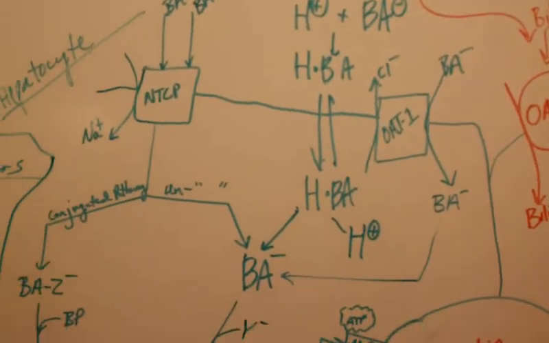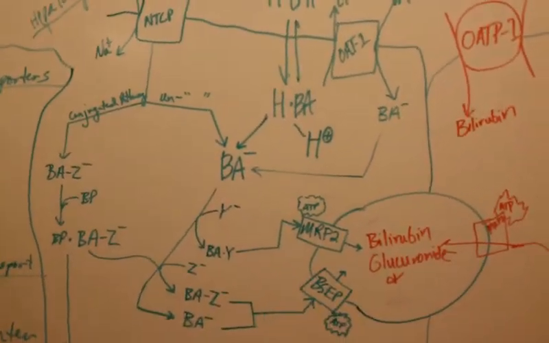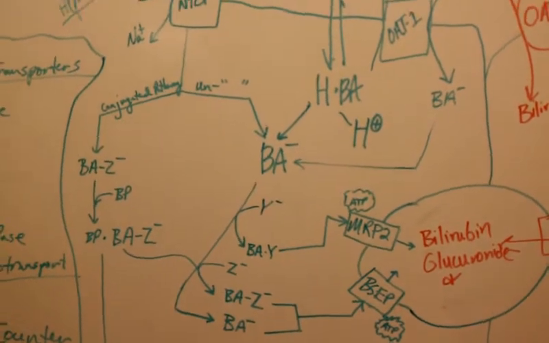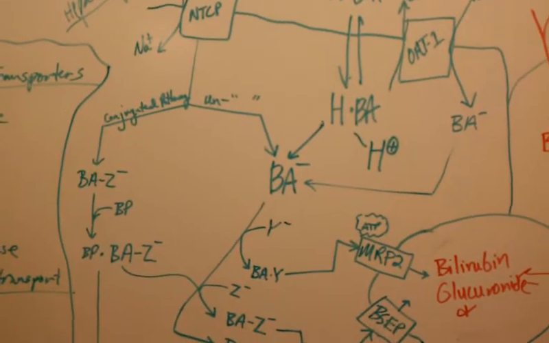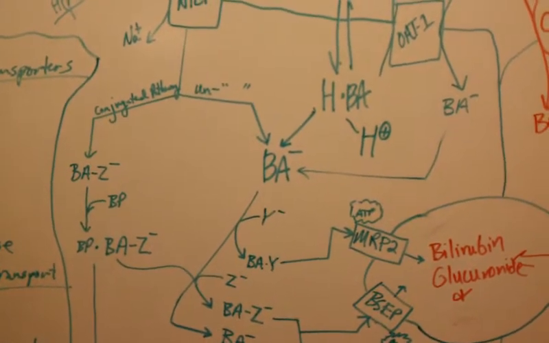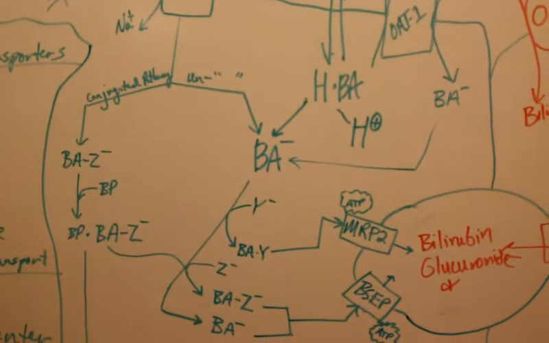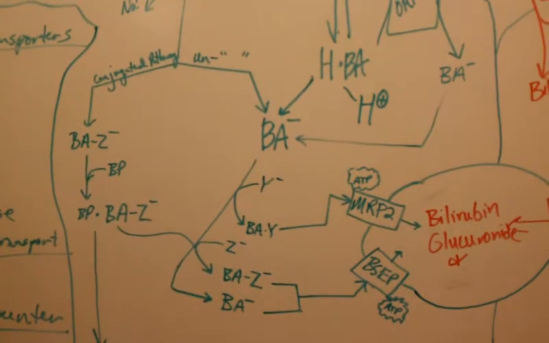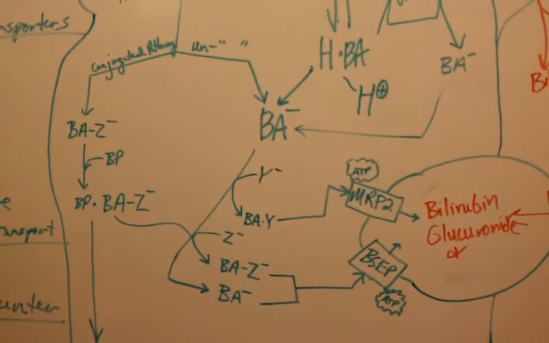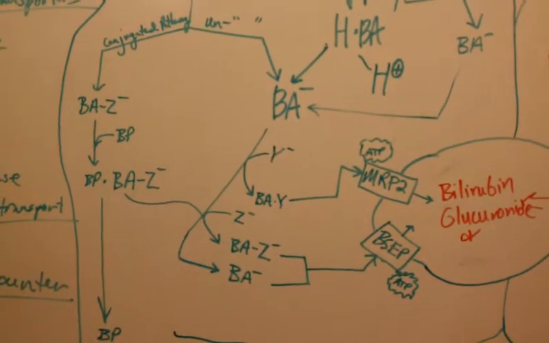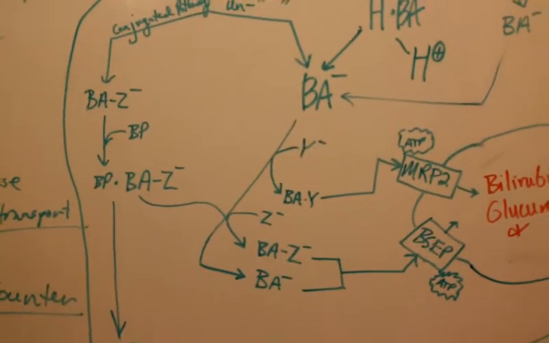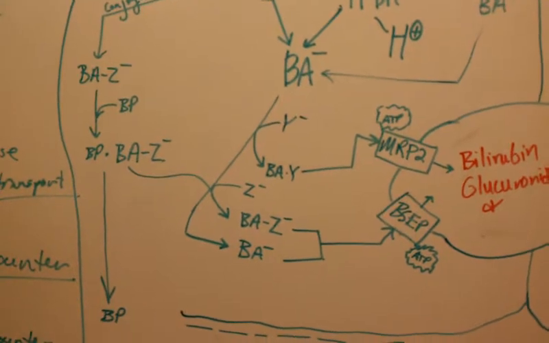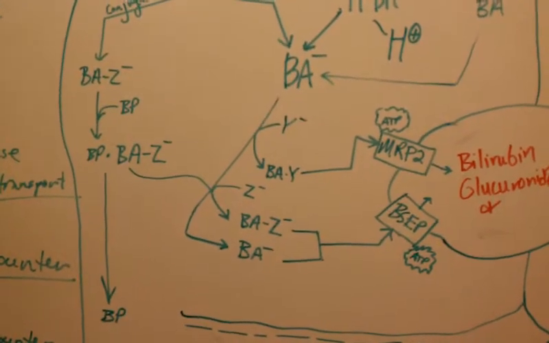Alright, so now we've got to modify these things so that we can get out via the bile canaliculus. So what are we going to do? Well, there are two ways we can go. We can either have free unconjugated bile salts, which need to be bound to something or nothing. So what can we bind them to? We can bind them with Y negatives, that's glucuronate or sulfate. We can bind them with taurine or glycine to make a BA-Z negative, or we can keep them as is.